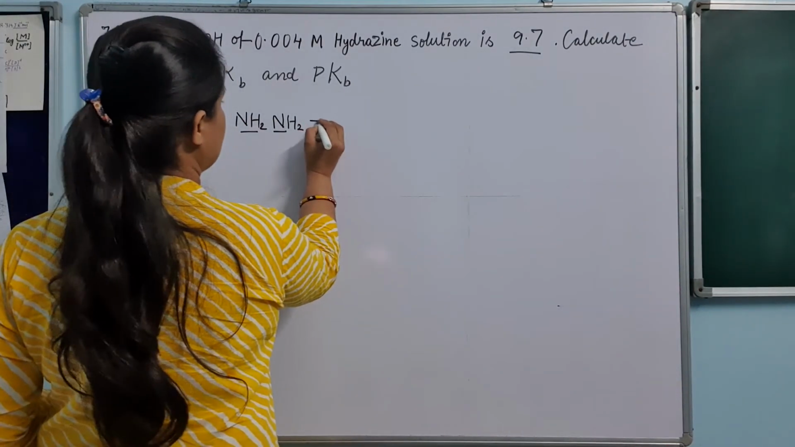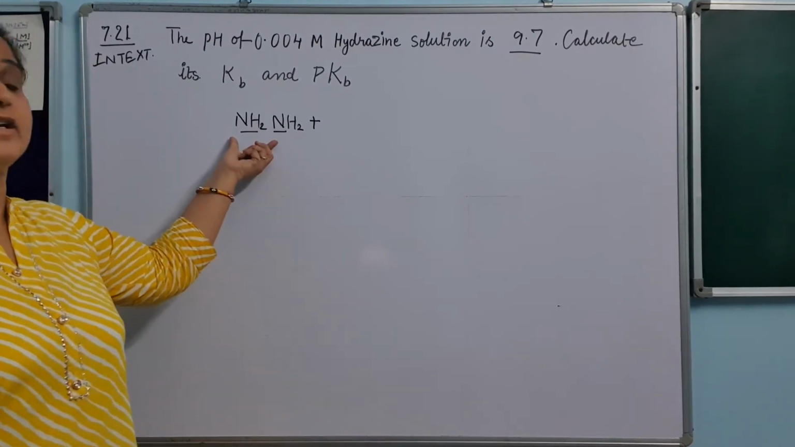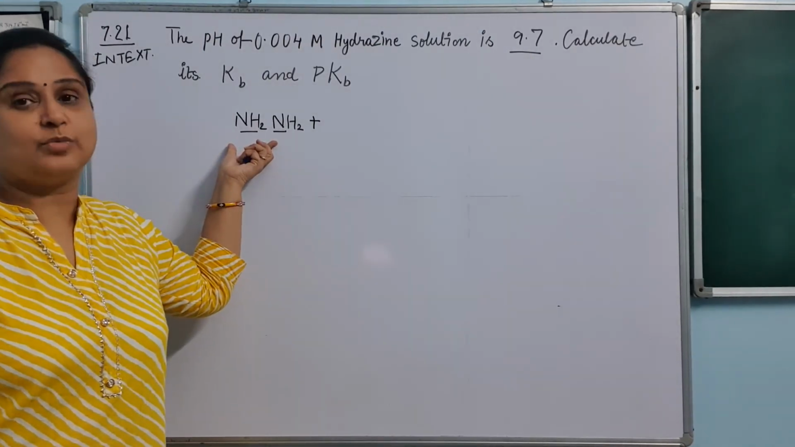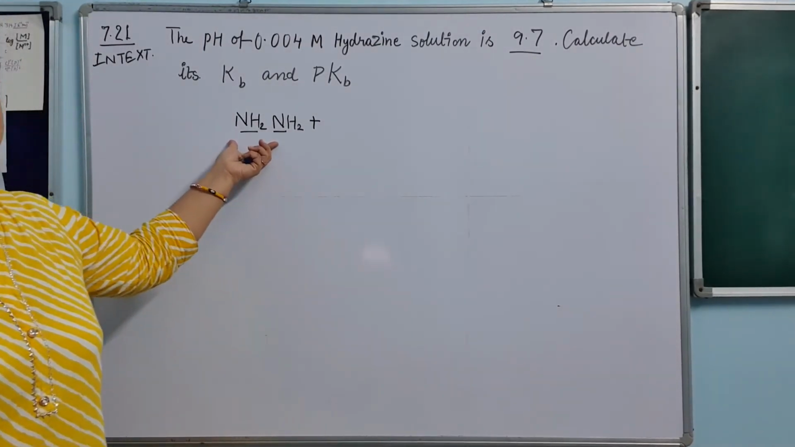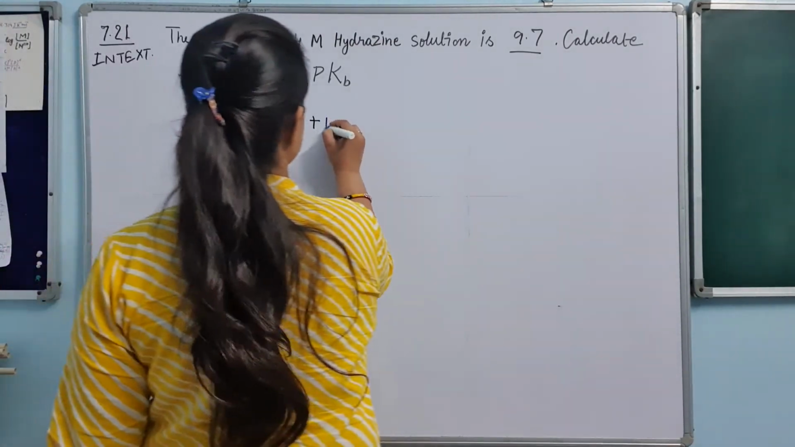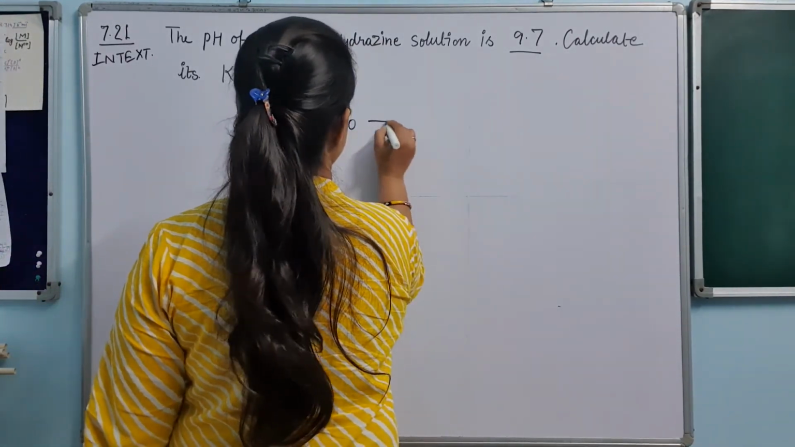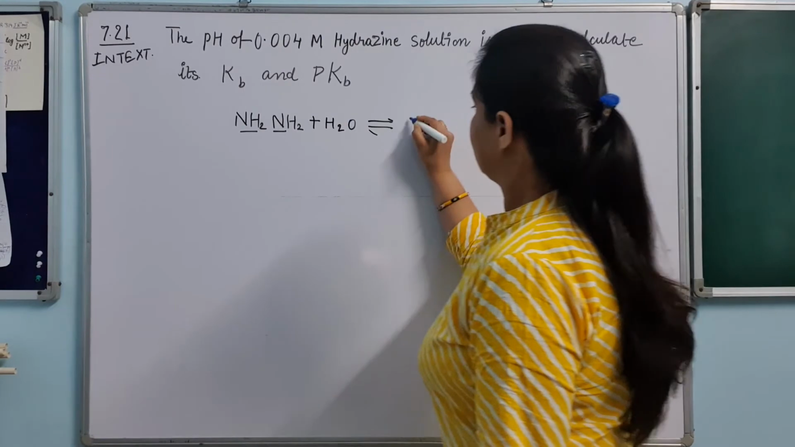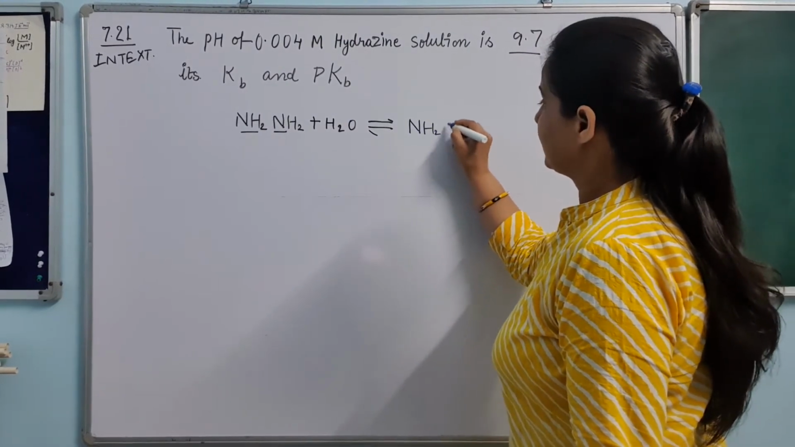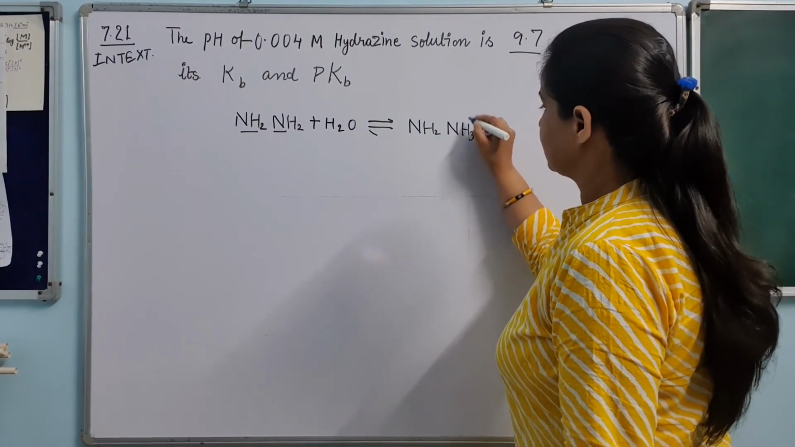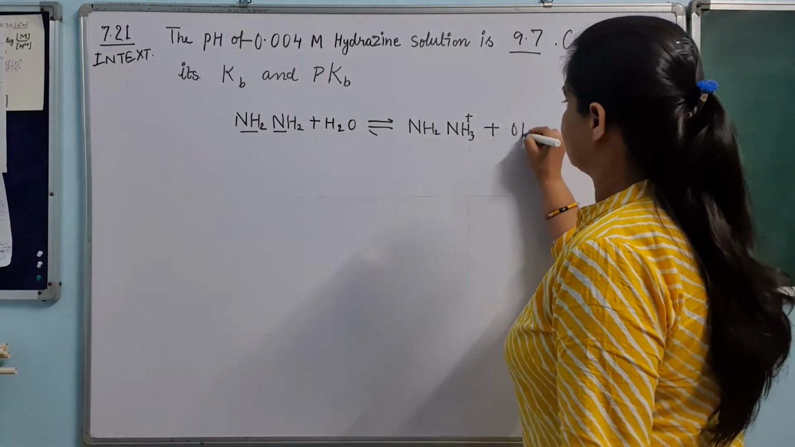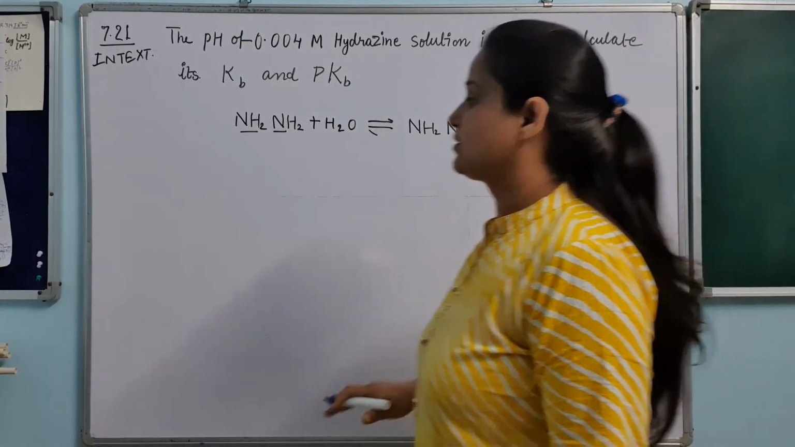First, just see what will happen with the hydrazine. What is hydrazine? Hydrazine is a base. It is a nitrogen-containing compound, and nitrogen is a lone pair donor, so it is going to work as a base. So how does it work as a base? With water, it dissociates as NH2NH3 plus, and OH minus is released. So this is how hydrazine dissociates.